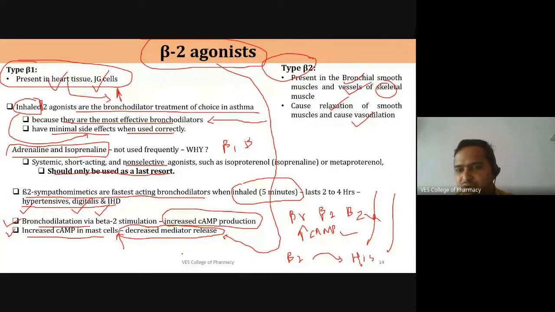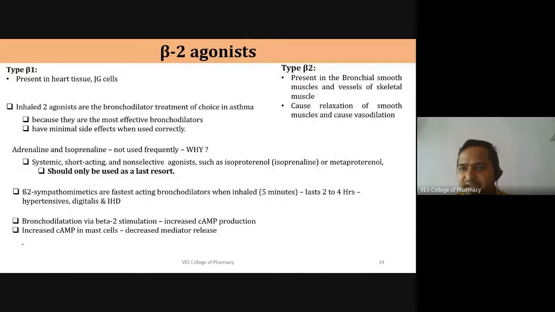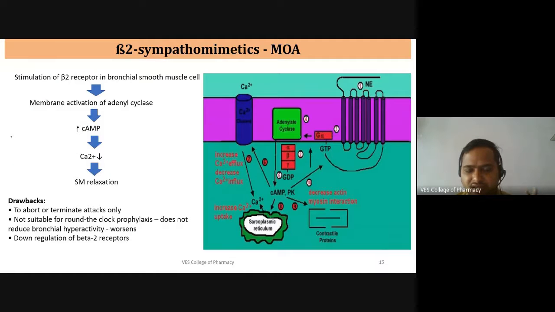So they will stop the mast cell release. So two types of advantage. One is direct advantage, another one is indirect advantage. So what is a direct advantage? They will dilate or relax the smooth muscle. Second advantage, they will decrease the activity of the mast cell. They will decrease the release of the mediator from the mast cell. So ultimately we are getting more benefit with the beta agonist.